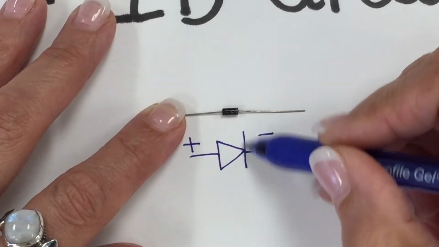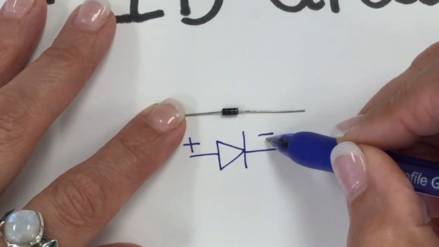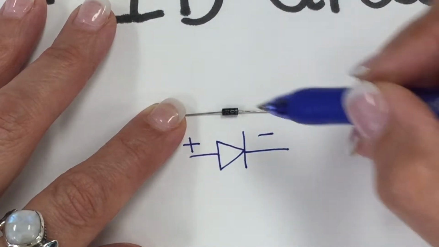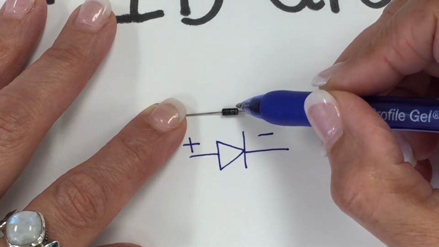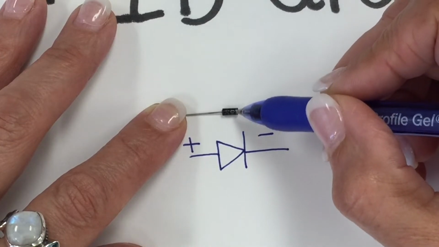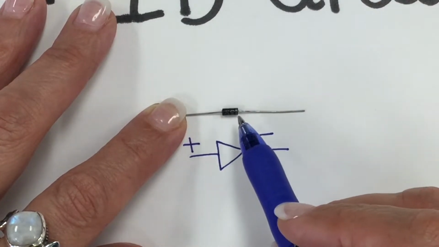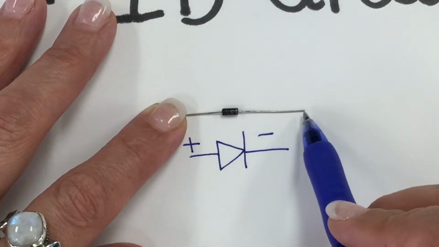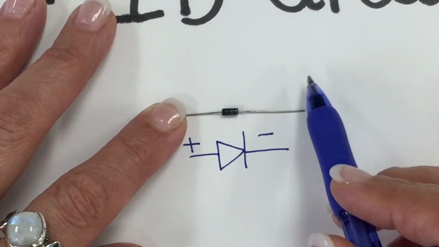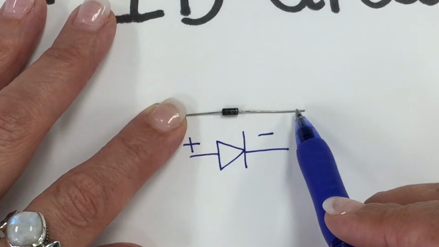So this line here corresponds to the negative side of the diode. Usually there is a line on this small cylinder, which indicates this is the terminal that must be connected to the negative terminal of the circuit.